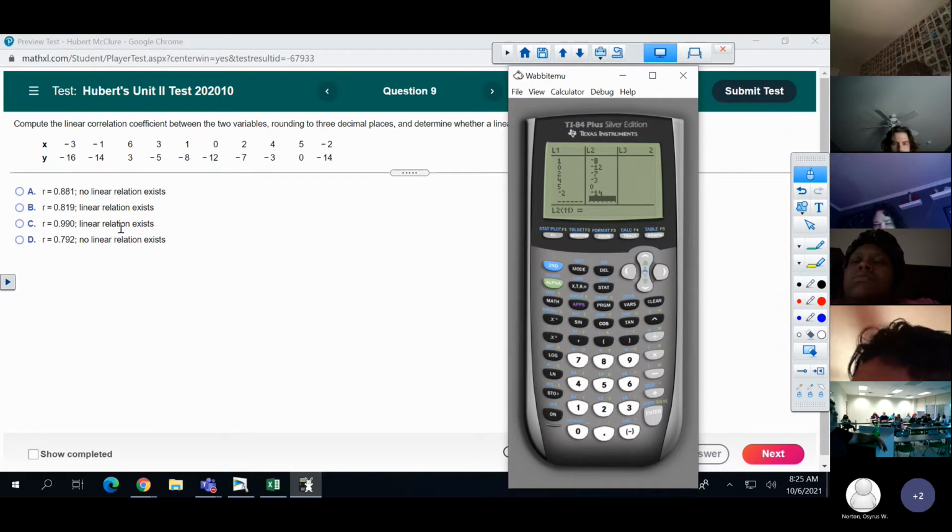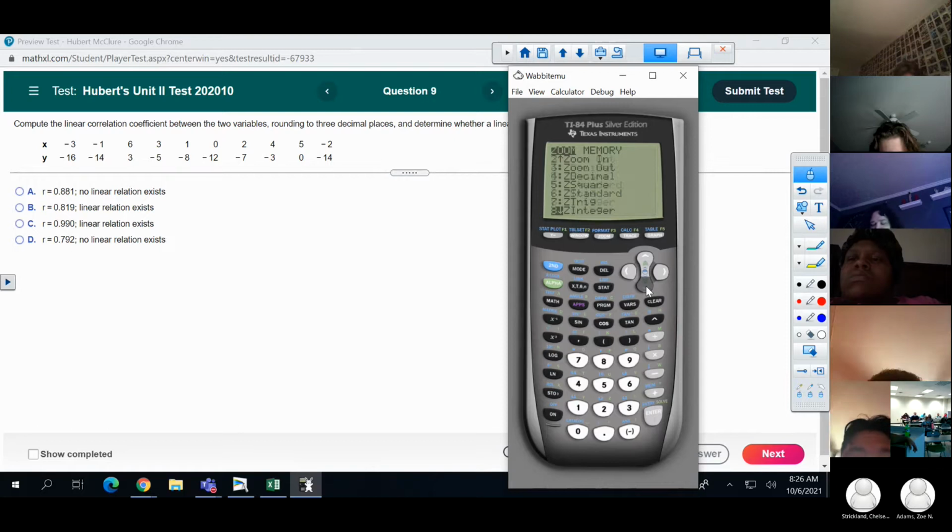It says, is there a relationship? So we need to check and look and go to stat plot. Let's go to on and graph. It looks like there's a relationship, but I'm going to hit zoom. Where is, should be 0. No, zoom 9.